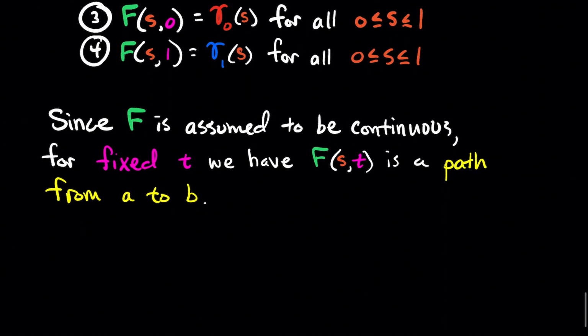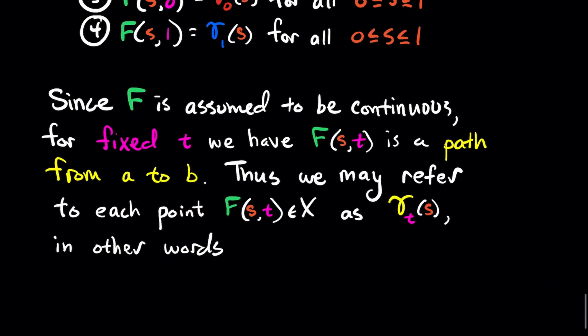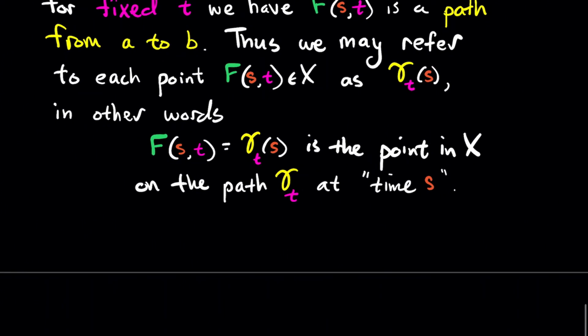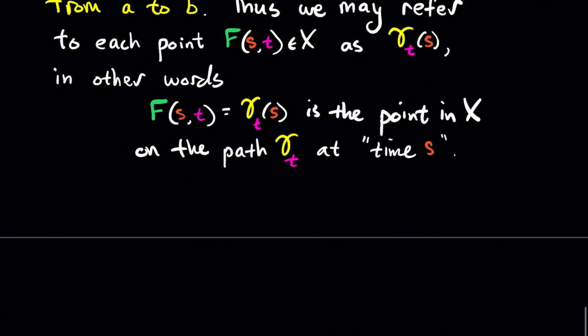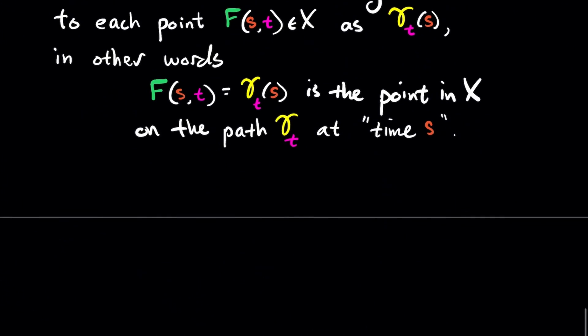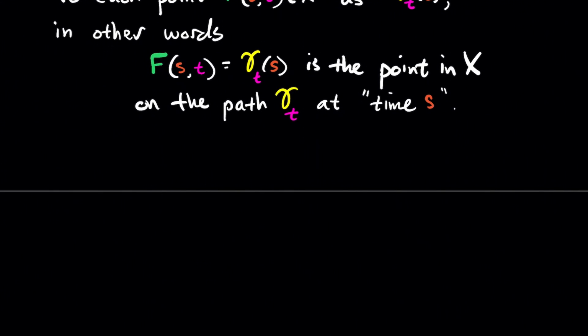Now F is assumed to be continuous in this definition, so for fixed t, we have that F of (s, t) is a path from A to B. And so thus we can refer to each point F of (s, t) as gamma t of s. So in other words, F of (s, t) equals gamma t of s. That is the point in X that is on the path gamma t, say at time s, if you want to think of it that way.